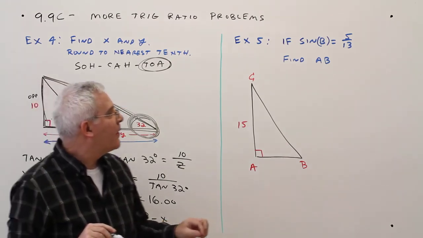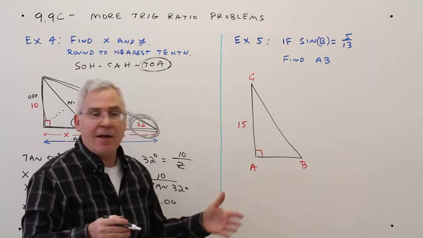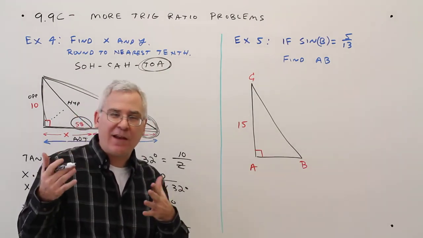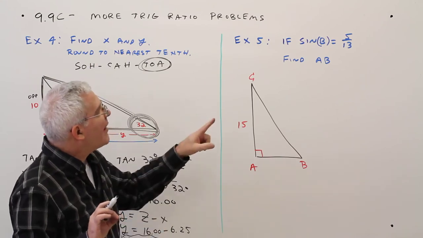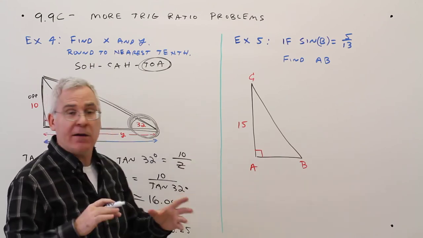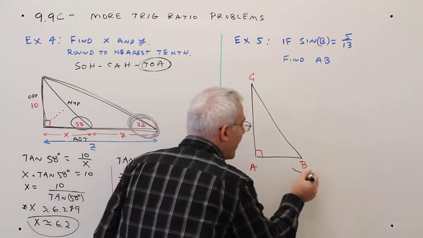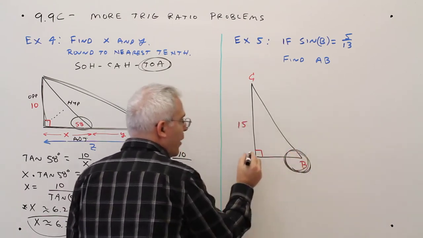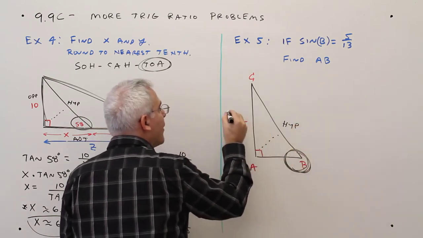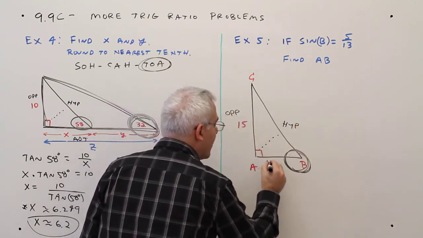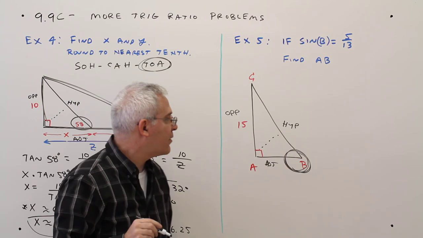Example 5. This will definitely appear on a future quiz and test. Students tend to get it wrong, so pay close attention to this one. So sine of B is 5 over 13. So right away, B is my reference angle. All right, then I go across here. I'll call that the hypotenuse. I'll call that the opposite. And I'll call that the adjacent.